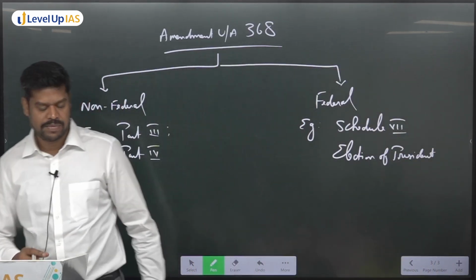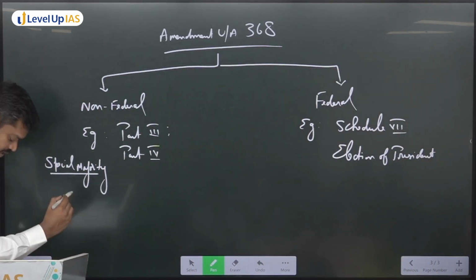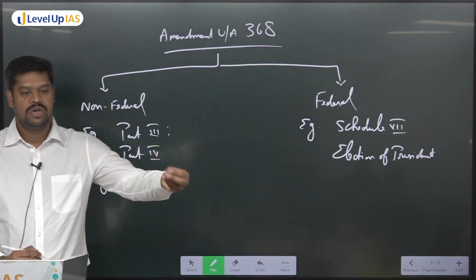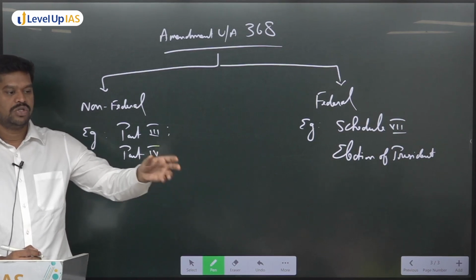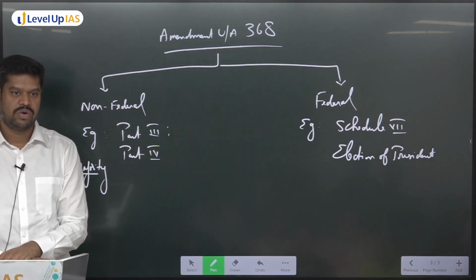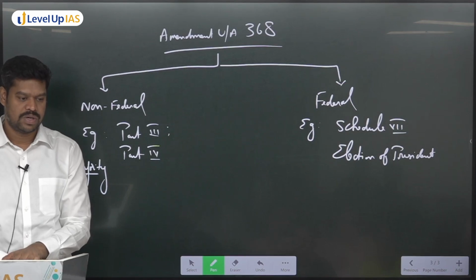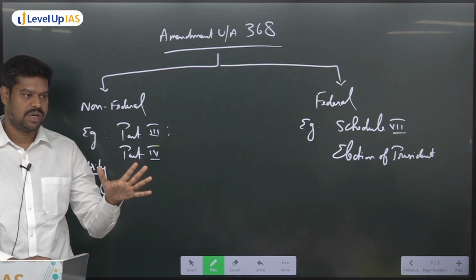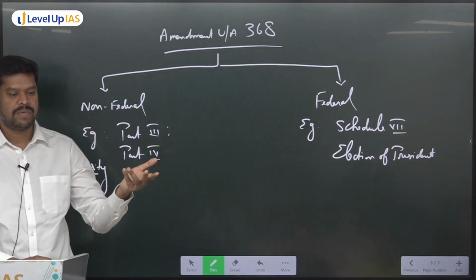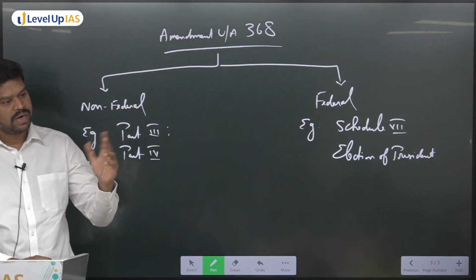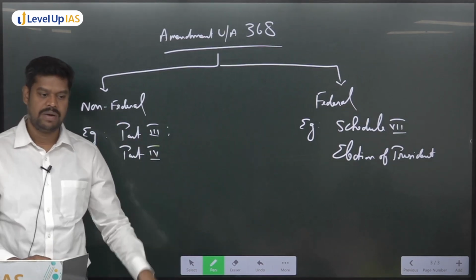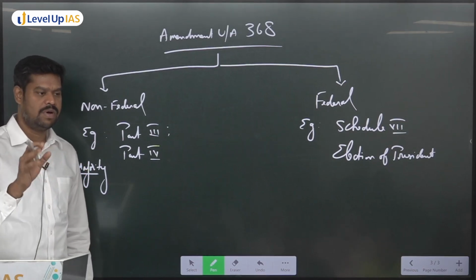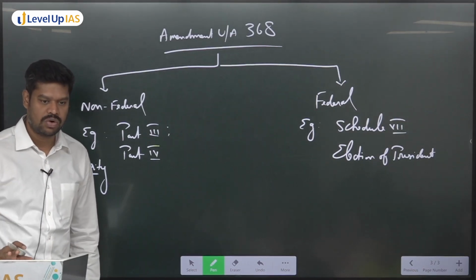Now how to calculate the special majority? There are two important criteria that have to be satisfied. One is, anyone who is introducing a proposal to amend the constitution. To amend the constitution, first somebody has to introduce a proposal, and normally any member of parliament can introduce it. It is not necessary that it be introduced only by a minister. It can be introduced by a minister or by a private member, in other words, it can be a government bill or a private member bill. Any member of parliament can introduce a bill, either in the Lok Sabha or in the Rajya Sabha. There is no restriction with regard to that in the constitution.